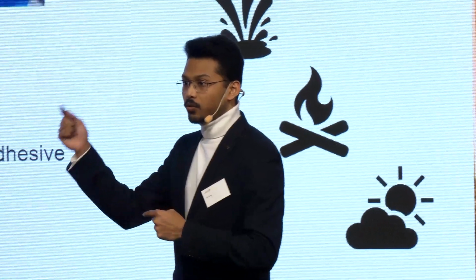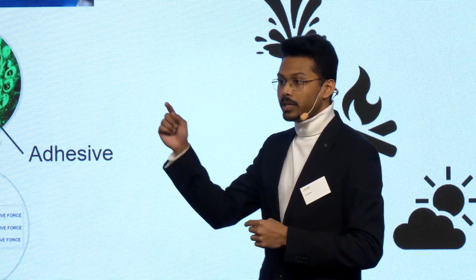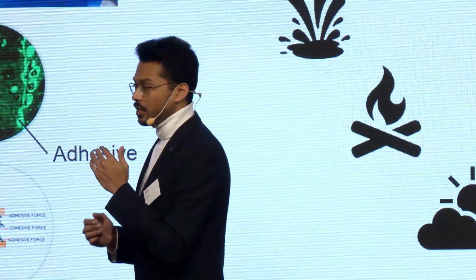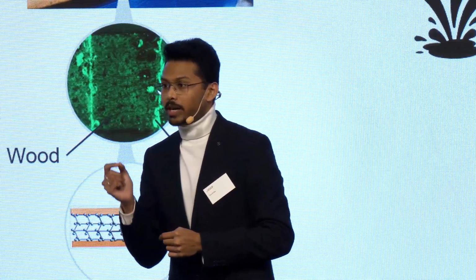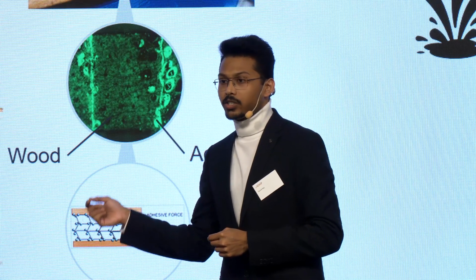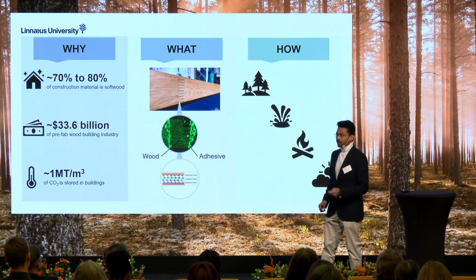For this, I'm looking into three specific regions: the wood, the adhesive, and the interface zone, because the moisture movement is different in all these three regions. And when there is a difference in the sorption hysteresis, microcracks form there, which later leads to the degradation of the wood joints.